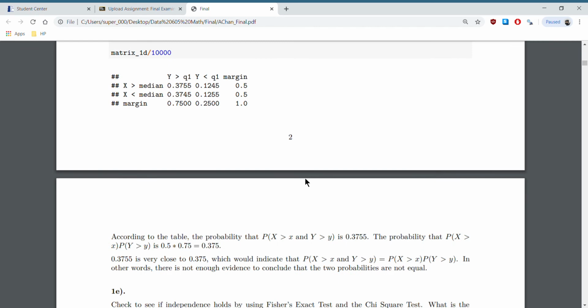So according to that table, the probability that x is greater than the median and y is greater than the first quartile is 0.3755, and the expected probability is 0.375, which is fairly close. And since it's so close, it's hard to say that these two variables are dependent on each other because its behavior exhibits independence of the two variables. So I'd say that these two probabilities are equal.